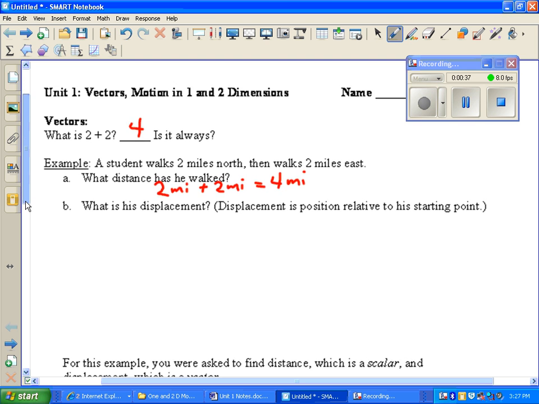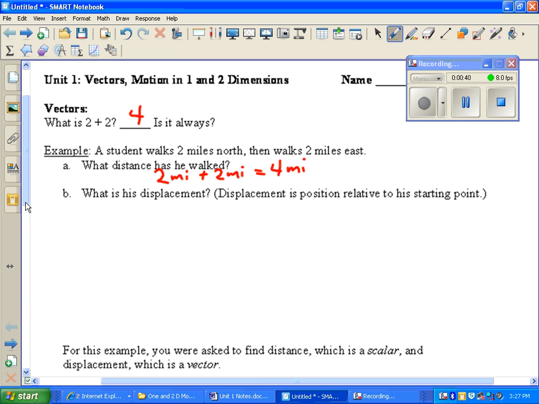But if I ask the question slightly different, what is not the distance he walked, but the displacement? Displacement is defined as the position relative to his starting point. So for that, it's a little more tricky. We can draw his starting point, and then we're going to draw that he went 2 miles north, and then he turned and he went 2 miles east. Now he's obviously not 2 miles away from his starting point. So we could draw that in here. So this is where he is relative to his starting point.